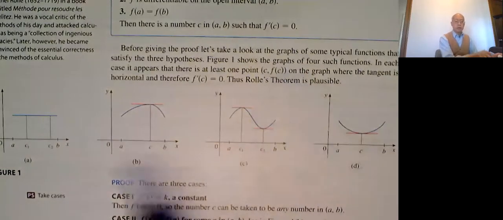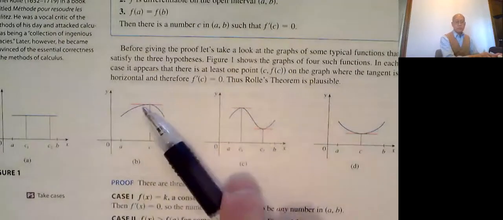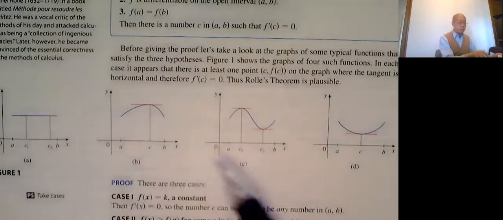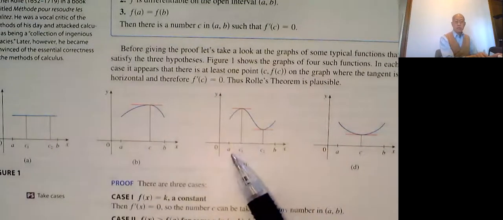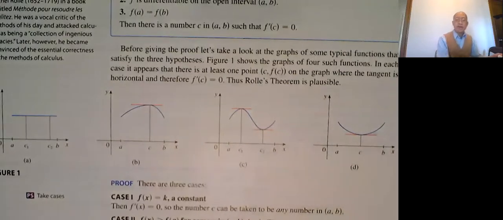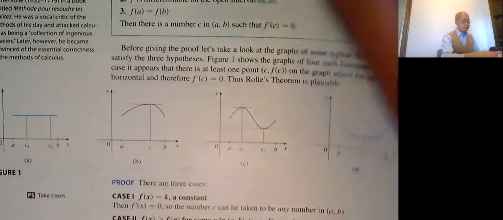Slope is 0 somewhere. Here it's 0 everywhere. Here it looks like it's here. That's what they call c. Here's an example where you have two possible c's, one here and one here. They call it c1 and c2. And here's an instance where there's one. But you have to have at least one. You can have more. But somewhere between a and b, the derivative is equal to 0.